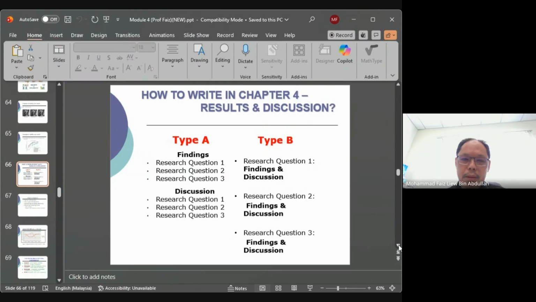As I said last time, in my PhD thesis I actually used type B, but not in the same chapter 4. I used type B, but research question 1 had one chapter, and research question 2 had another chapter. So that's why my thesis had around 10 chapters. That was the style overseas.